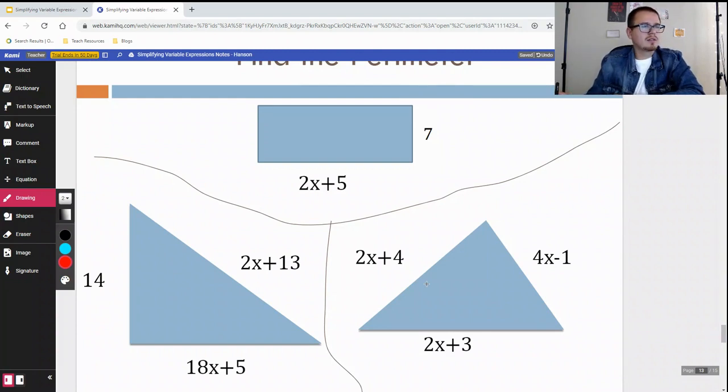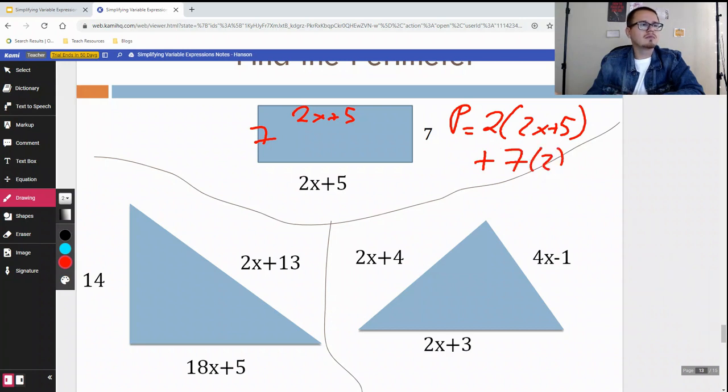So for this one, what I would do is first I'd probably just copy, you know that it's the same. That's the same. But then remember your formula. It's P equals 2L. So L is 2x plus 5. Now you're going to get the same thing if you just add it, but this is good practice with multiplying. And 7 times 2.